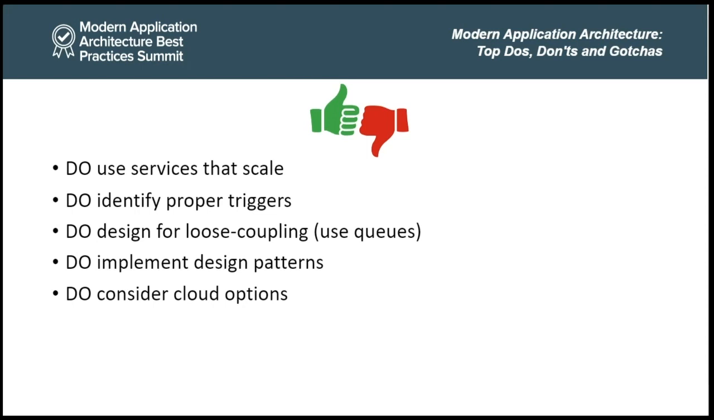Also remember to identify proper triggers. So whether it's a file upload, perhaps when a file is uploaded, let's say it's uploaded during the day, perhaps you don't want to take action on that file at that time. Perhaps a time-based trigger, like a traditional cron or scheduled task, it's probably best if you want to process these files overnight only and never during the day.